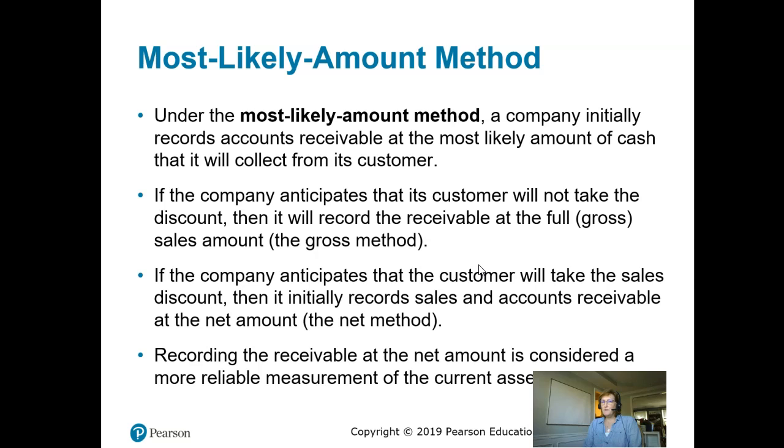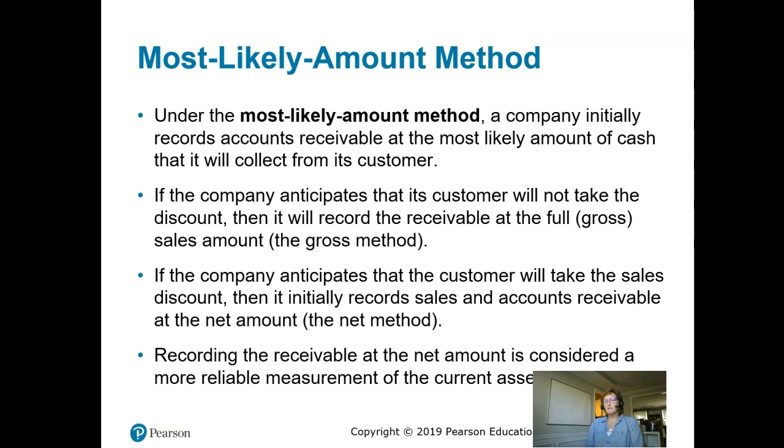Under the most likely method, the company is trying to figure out right from the get-go what's more likely. Are they going to take the discount or not? Once we make that decision, we have to deal with what's going to happen assuming we're right, and what if we're wrong? What if the other possibility ended up being the one that they chose? So we expected them to take the discount and they didn't. How do we deal with it?